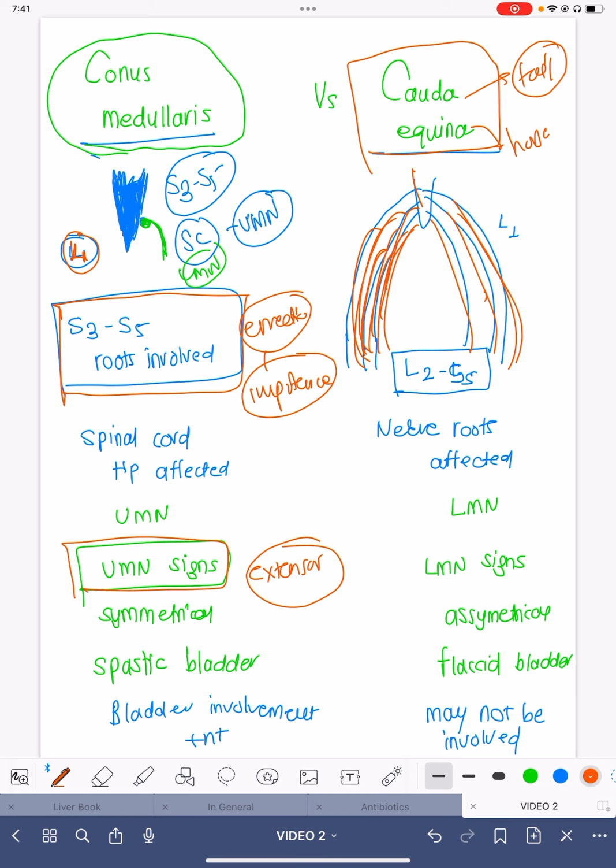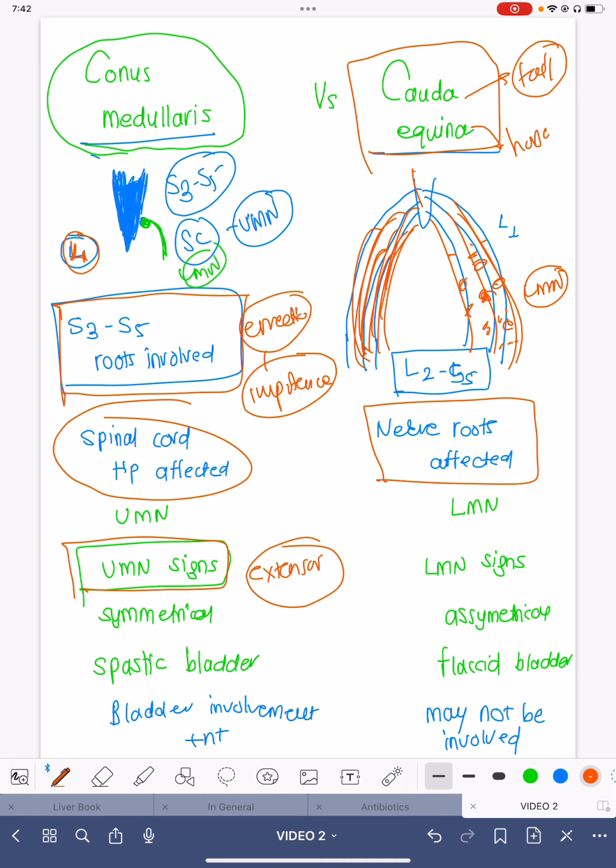And in cauda equina, these roots are damaged by some reason. There can be disc prolapse, an abscess, any lesion, a bone fracture, or some bone piece that causes damage to the nerve roots. So this falls under LMN lesion, that is lower motor neuron type of lesion. So we can get the plantar which is flexor. Here the nerve roots are affected, whereas in conus the spinal cord tip itself is affected. So conus is UMN, upper motor neuron, and this is LMN, that is lower motor neuron. So we get LMN signs.